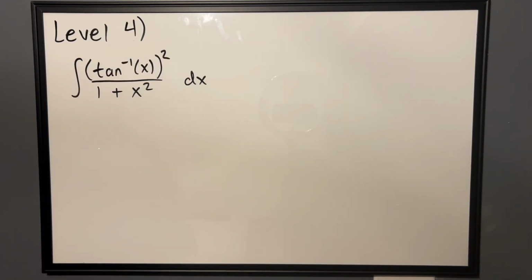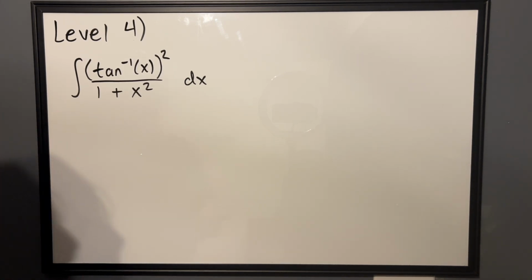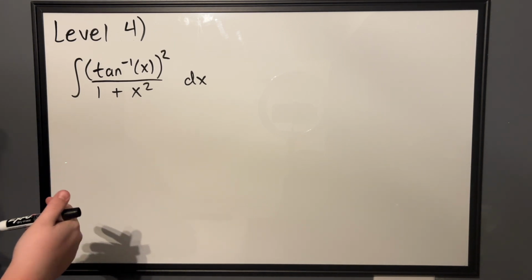All right, so here is level 4. So here we have the integral of the inverse tangent of x squared over 1 plus x squared dx. Now, I will admit this question looks really, really tough, but if you understand u substitutions, you'll see that this is actually not hard. It looks harder than what it is. It's very simple. So we're going to do another u substitution.